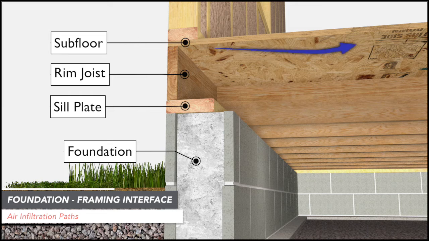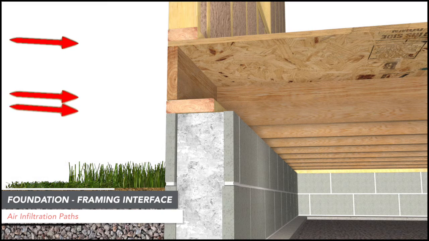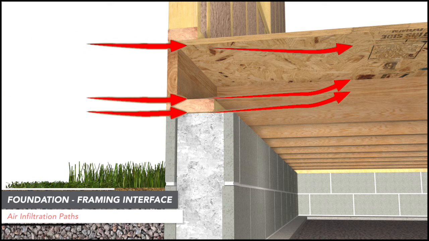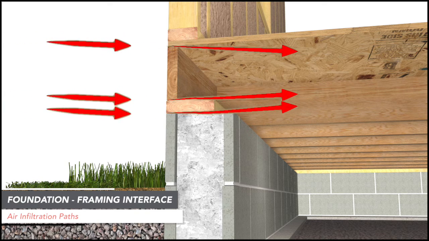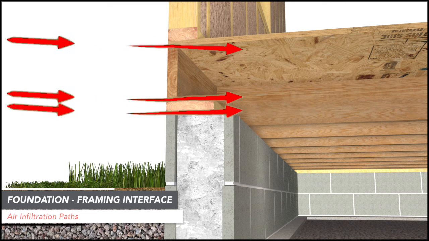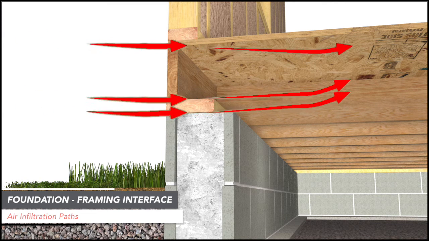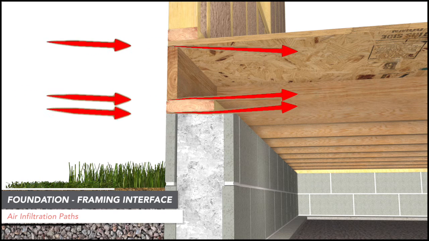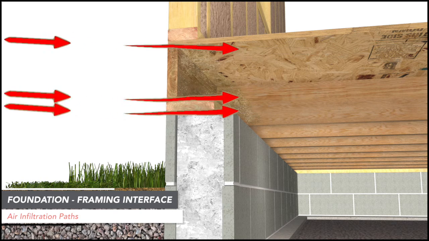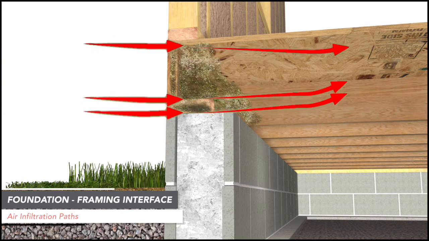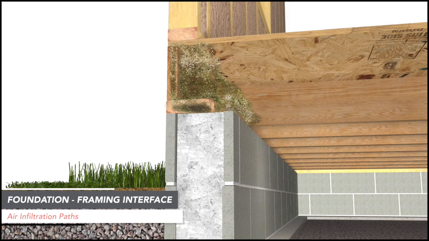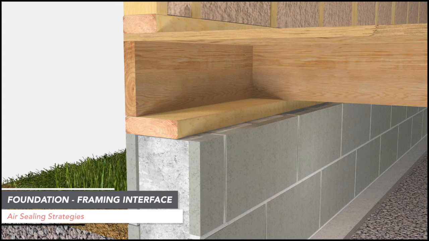It should be noted that during the winter in cold climates, the stack effect drives cold, dry air into the building here. The stack effect also drives warm, moist air into the building during summer months. In warm, humid climates where air conditioning is used, infiltration of hot, humid air at the framing foundation interface can condense on the sill plate, rim joist, and adjacent framing, resulting in ideal conditions for wood-destroying organisms like mold, mildew, and termites. There are several strategies available to insulate and air seal the framing foundation interface.